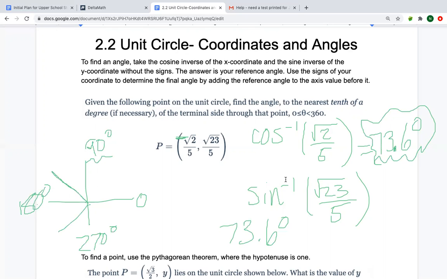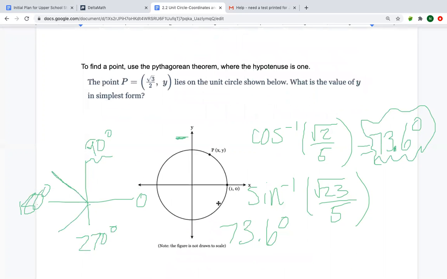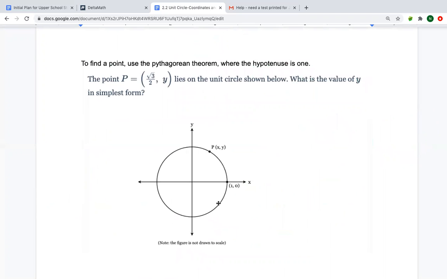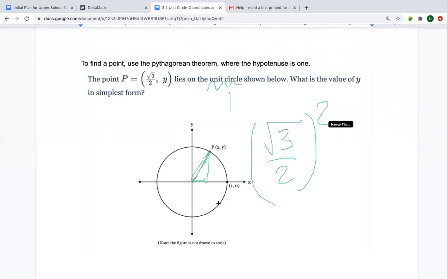The next section is even easier: finding a point. All you have to do is, because this is a triangle here, your unit circle should look something like this. And here, the center to the edge would be the radius. And remember, the radius of your unit circle is 1. So all we have to do to find the y coordinate is use Pythagorean theorem and set it equal to 1. So we would have square root 3 over 2 squared plus y squared equals 1.